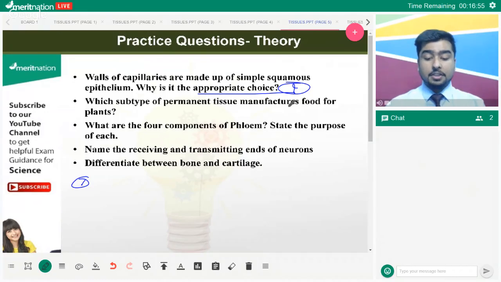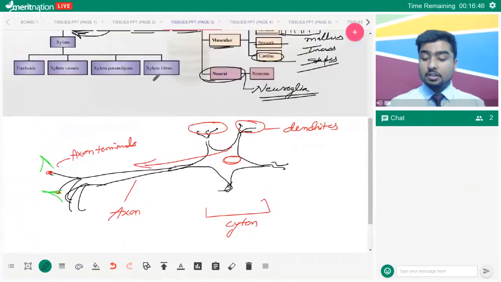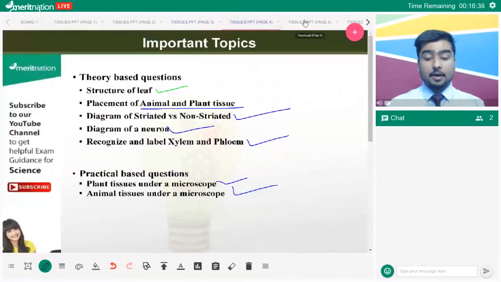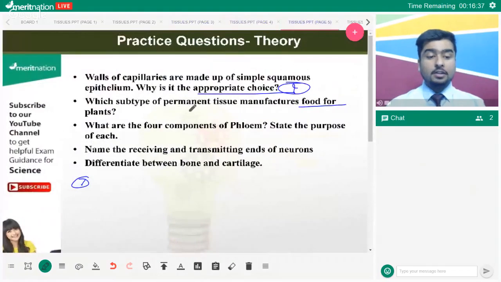Now, what subtype of permanent tissue manufactures food? Let's go back and try to understand the permanent tissues in this question. We have simple permanent tissues, and parenchyma is actually the one that makes food. Actually, there's palisade parenchyma and spongy parenchyma. You remember studying this when you study the structure of the leaf. Then the 4 components of phloem. You should remember that, we just discussed it, right?